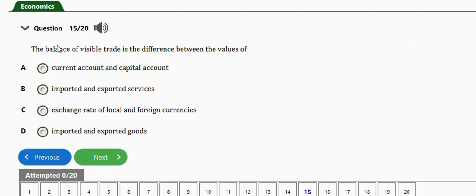It says the balance of visible trade is the difference between the values of current account and capital account, imported and exported services, exchange rate of local and foreign currencies, imported and exported goods. So when talking about visible trade, we are talking about goods, the right answer is option D. So the balance of visible trade is the difference between the values of imported and exported goods. Next question is this one.